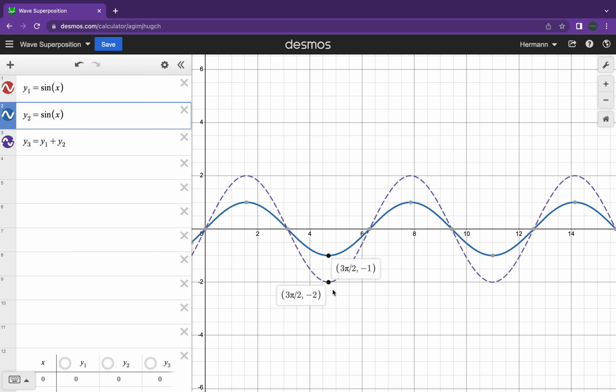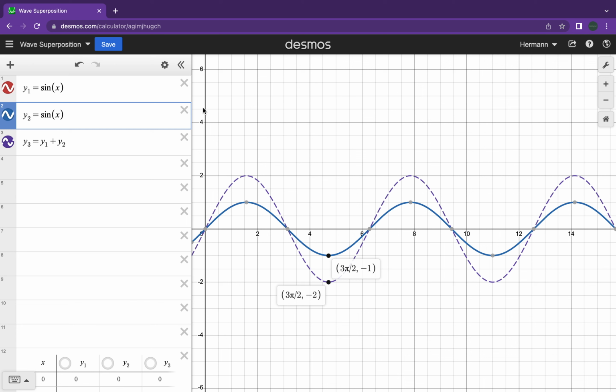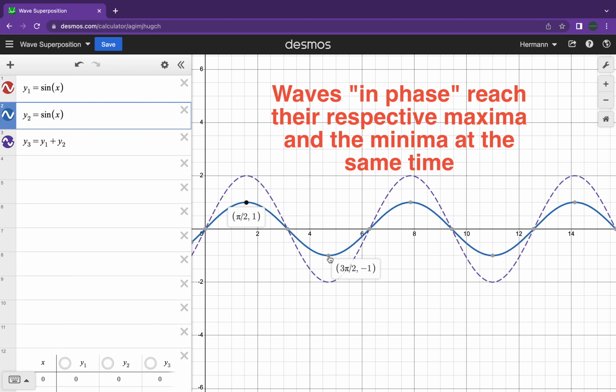This phenomenon is called constructive interference, which means that the two waves are adding up to give you a greater value. And this happens when the maxima and the minima of the two waves that are adding up together are in sync. This is called being in phase.